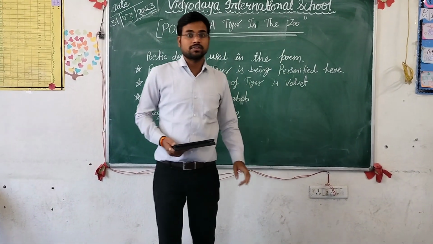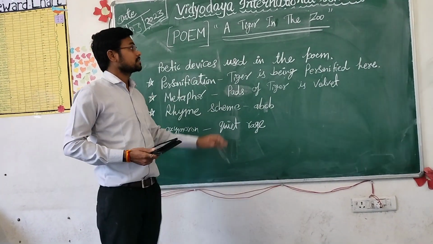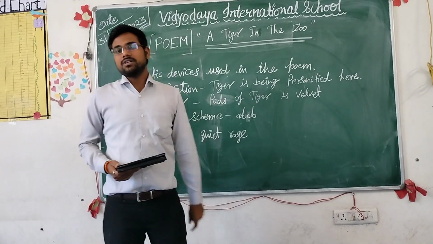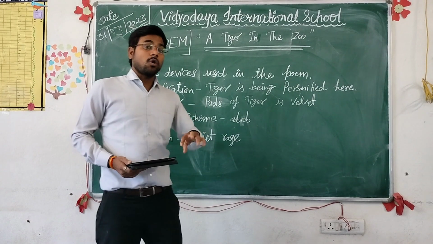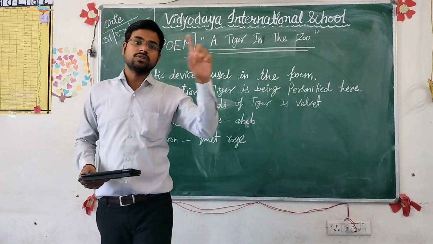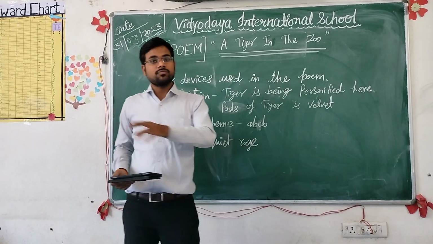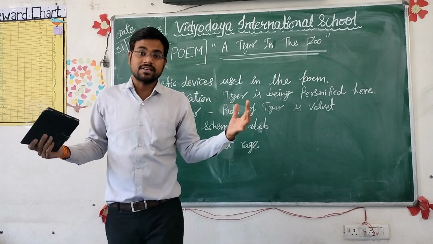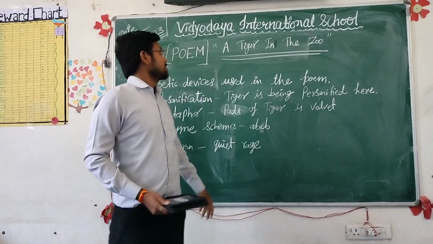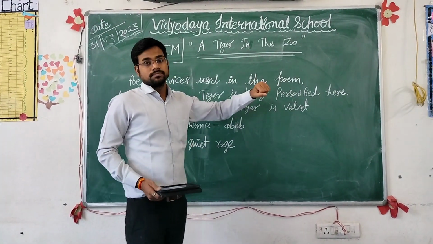I will ask you a question. You might have visited a zoo, right? So what did you observe there in the zoo? You might have observed that the tiger or the animals are walking here and there from one end to the other end passively. They are not interested in anything because they are behind the bars. This is the title of the poem, A Tiger in the Zoo.